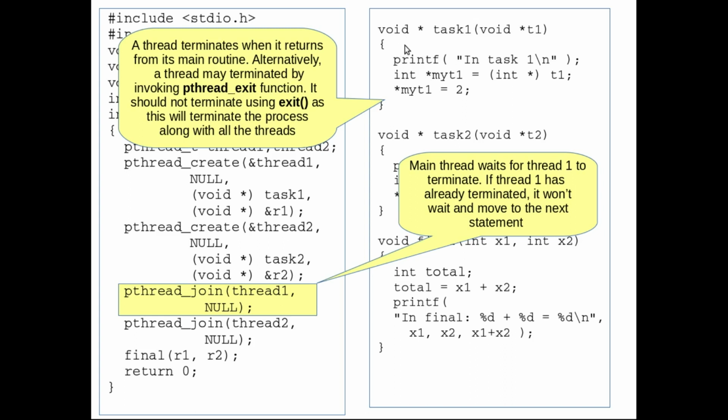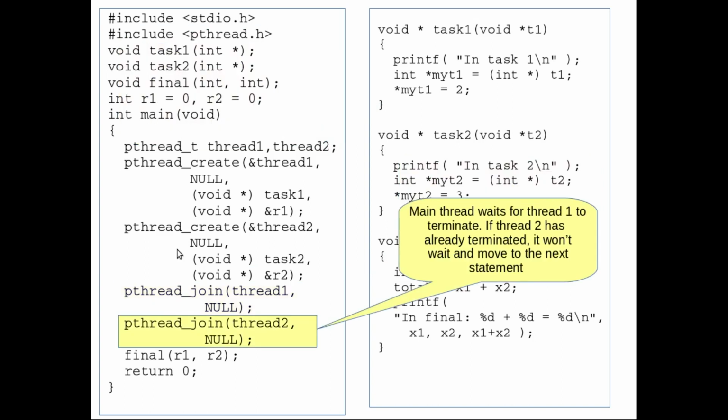However, we should not terminate a thread by calling the exit function, because if we call the exit function, it will not only terminate the thread, but it will also terminate the complete process along with all the other threads. So for example, if I call exit here, it will terminate the main thread, it will terminate thread 2, and also it will terminate the whole process actually.